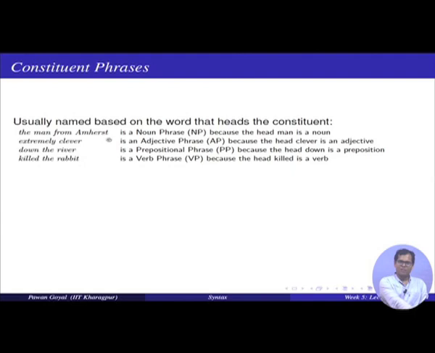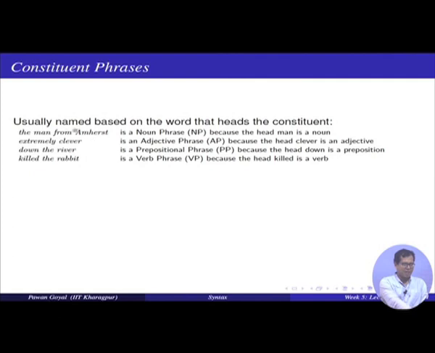The man from Amherst. This is a phrase. There are four words. Now, which of the four words do you think can substitute the whole thing, or can be used in the grammatical function of the complete unit? That would be man, right? The man from Amherst. The word man can be used to denote the grammatical function of the whole unit. So the head here is a noun, man. So this will be called a noun phrase, because the head man is a noun.